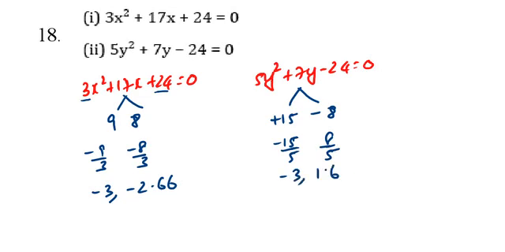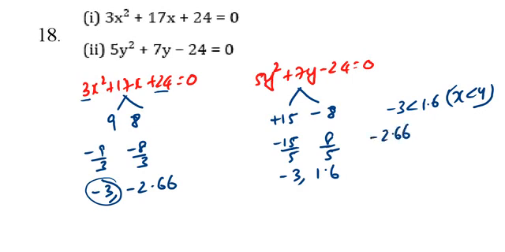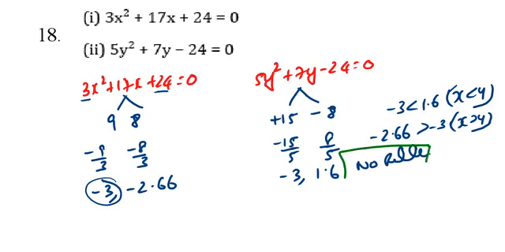So if you take this, minus 3 is less than 1.6, that is x less than y. Then minus 2.66 is greater than minus 3, x greater than y. Therefore the answer is no relation. See the next one.